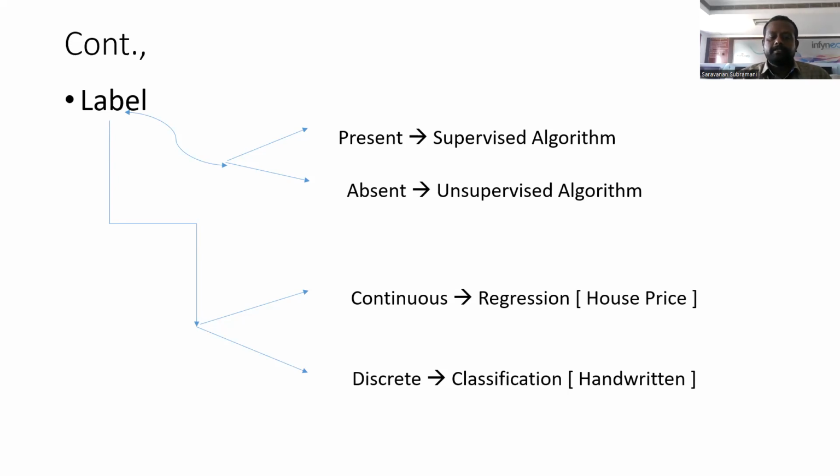If we have continuous labels, we have to use regression as the technique for our process. Suppose we have discrete values, we are going to use classification for our process. For regression, we have data like a price, some values, and for classification we have discrete values, with details like handwritten characters.